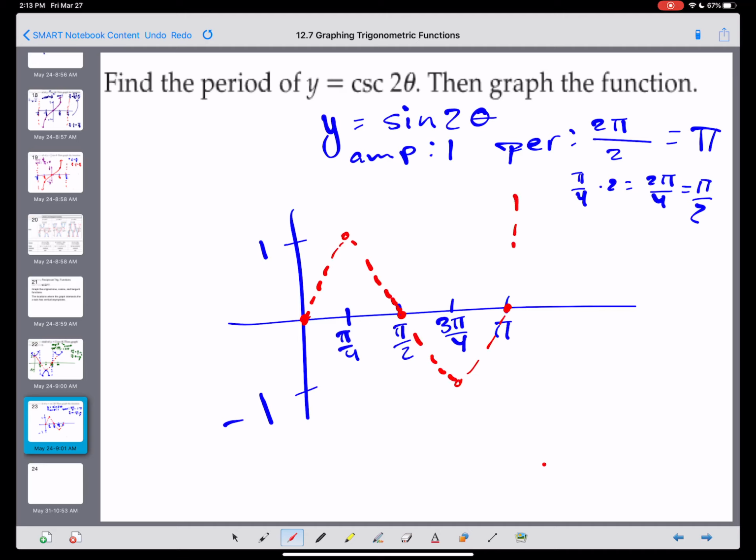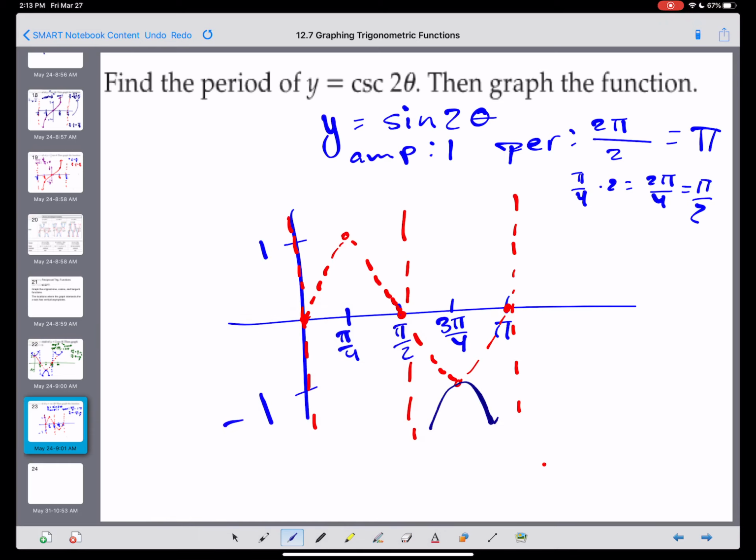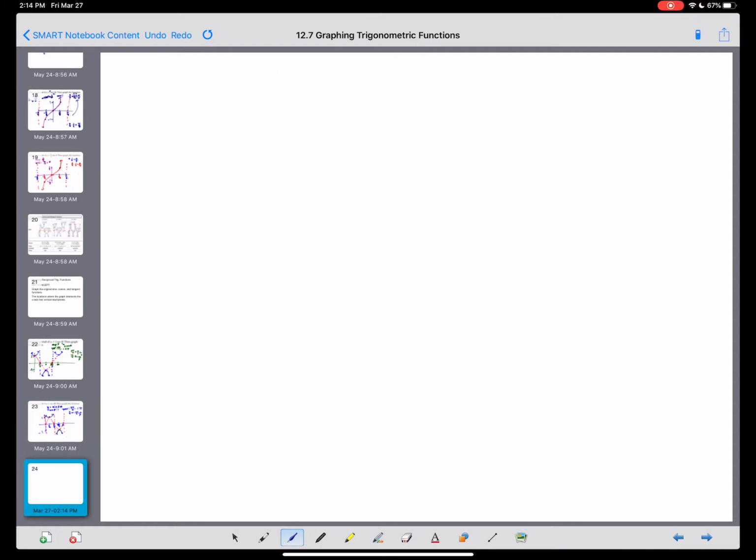And wherever it hits the x-axis, I'm going to have a vertical asymptote there. Then wherever these highs and lows are, I'm just going to have parabolas that go away from my center. And that's it. I'm done. You have to make dashed lines. That's really, really, really important for those things to be dashed. Cool? Cool.